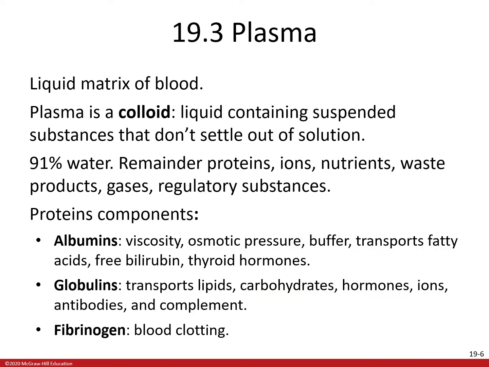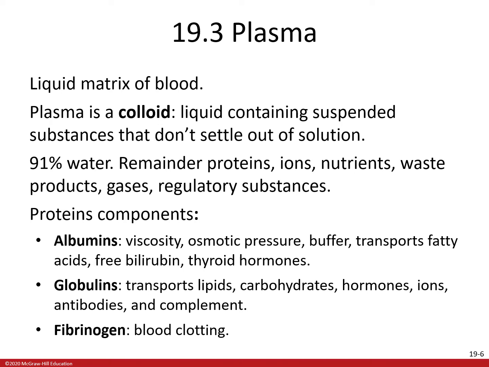All right, moving on to plasma. So that is that liquid matrix within our composition of blood. So plasma is going to be known as a colloid. Colloids are a liquid containing suspended substances that don't settle out of solution. And then do keep in mind that most of the suspended substances within our plasma are going to be our plasma proteins. But kind of read the slide through as well.